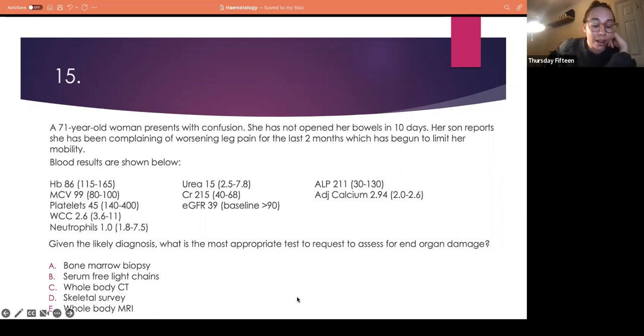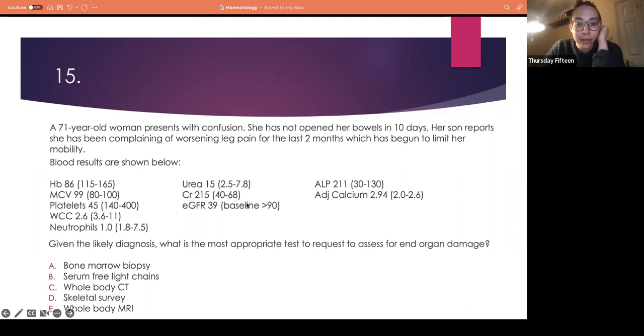So this is quite a hard question, and it's reflected in your answers. There's a bit of a spread across all of them. Does anyone know what diagnosis we're trying to get at with that history of confusion, constipation, leg pain, high calcium, AKI, pancytopenia? Multiple myeloma? Yeah, really well done.